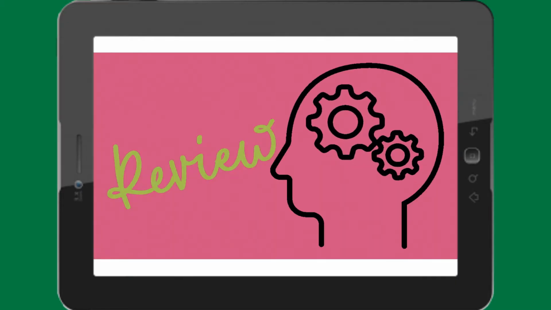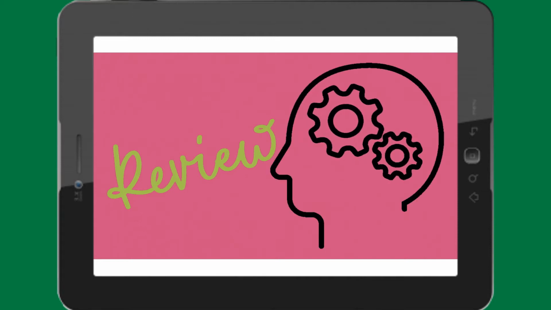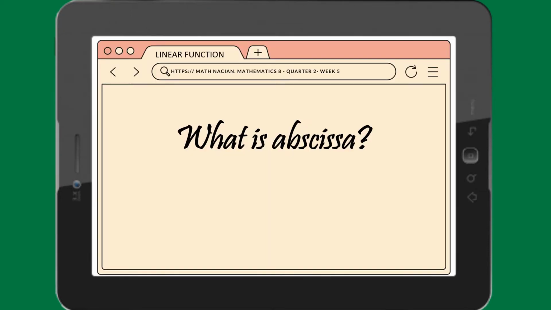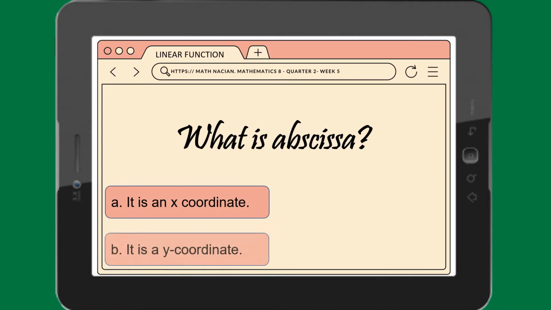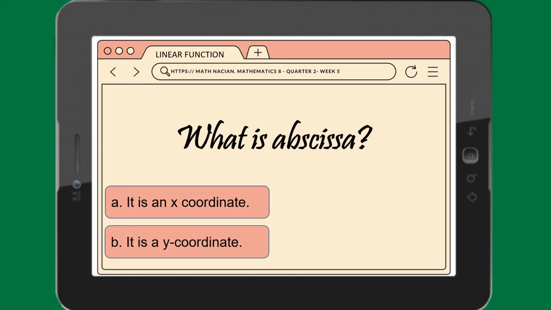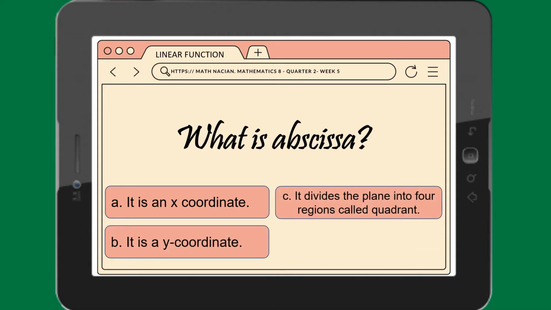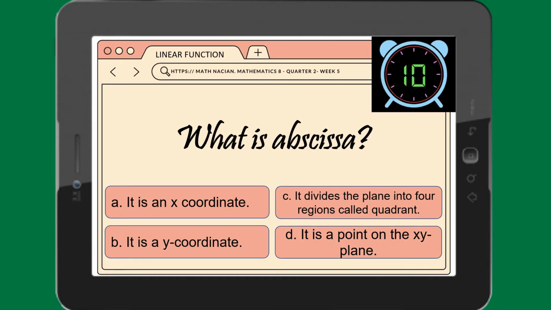Before we begin our lesson, let's have a review first of what you have learned last time. Let's have the first question. What is abscissa? A. It is an x-coordinate. B. It is a y-coordinate. C. It divides the plane into 4 regions called quadrants. Or letter D. It is a point on the xy plane. You will be given 10 seconds to answer.